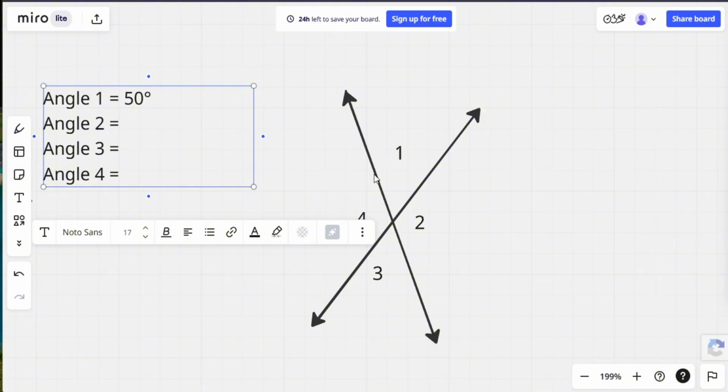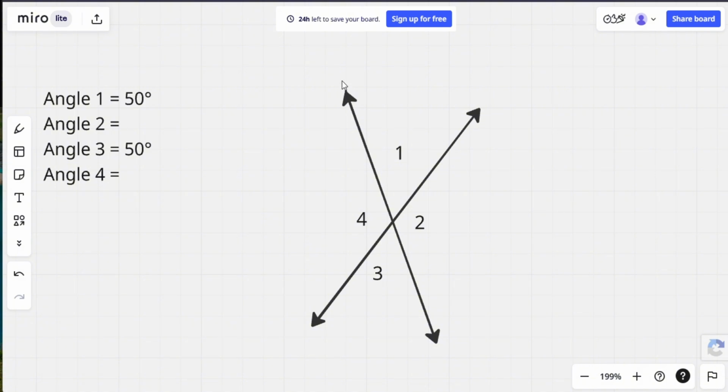Now that we know angles 1 and 3 are equal, and 4 and 2 are equal, let's try a simple problem. We know that angle 1 is equal to 50 degrees. How could we find angle 2's value, angle 3's value, and angle 4's value? Well, first we know that angle 1 is equal to angle 3, meaning that angle 3 is equal to 50 degrees. But how can we find angle 2 and 4?